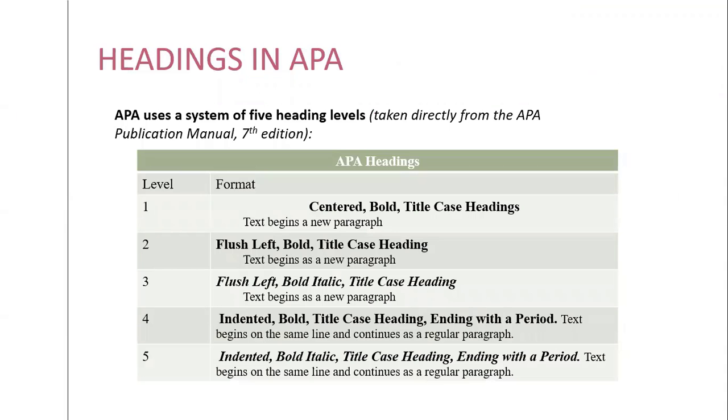Now, if you're not sure how the headings work in APA, here's a style guide that's been provided from the APA Publication Manual 7th edition, where it shows you that the first heading is always going to be centered. And if you have any subsequent subheadings, they should all be flushed to the left. And as you go further down the list, some are indented, italicized.